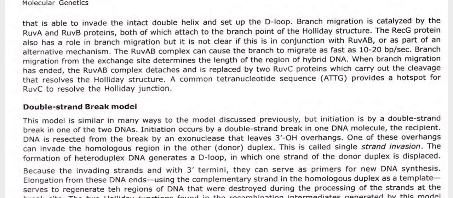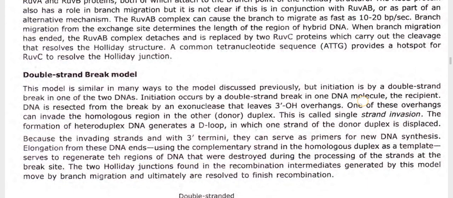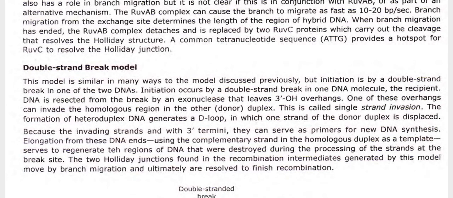The RecG protein also has a role in branch migration, but it is not clear if it is in conjunction with RuvAB or as part of an alternative mechanism. The RuvAB complex can cause the branch to migrate as fast as 10 to 20 base pairs per second. Branch migration from the exchange site determines the length of the region of hybrid DNA.